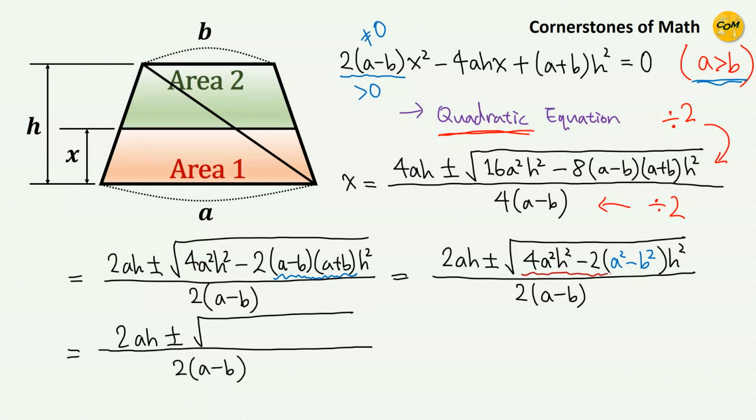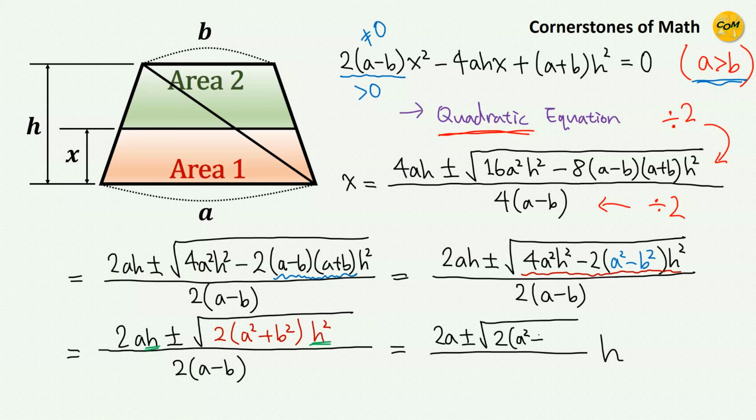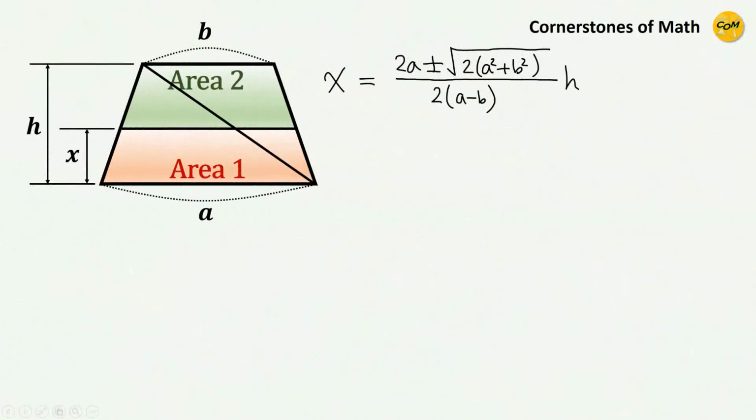And if we simplify this inner part, we obtain 2a squared plus b squared h squared. So because of this h and this h squared inside the radical, we can take h out of the fraction. Then we have 2a plus minus square root of 2a squared plus b squared divided by 2a minus b. So we have obtained this, but we still have to deal with this plus minus sign.